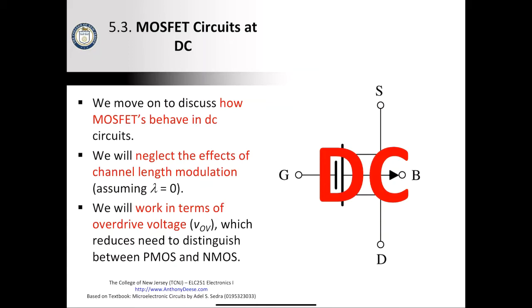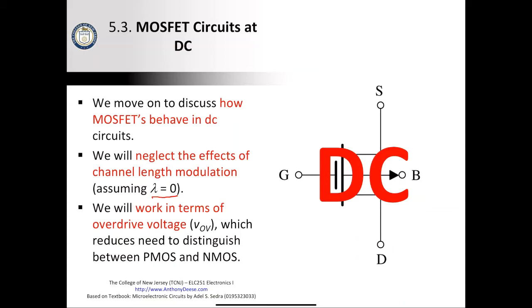All right, so now moving on, MOSFET circuits for DC cases. Let's talk about how the MOSFET behaves in DC circuits. And we will neglect the effects of channel length modulation, assuming that lambda equals 0. It is an interesting way that the book treats this, because they spend all that time talking about channel length modulation, and then they immediately jump to ignoring it for 90% of the problems. It makes sense in one regard. We have to be aware of what channel length modulation is, but we are not going to address it in a majority of problems.